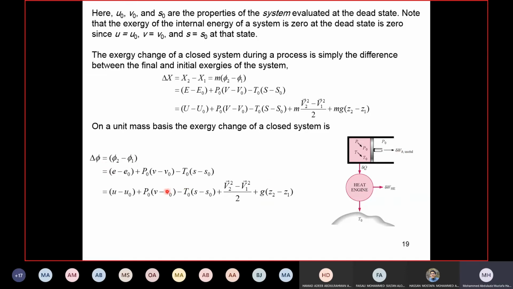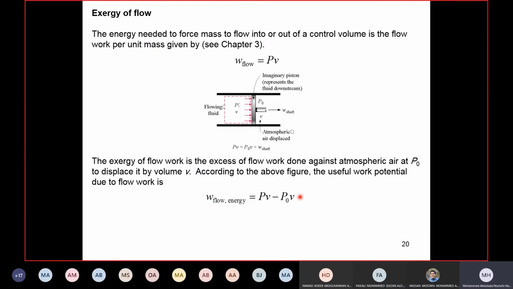And therefore we say that this will be u2 minus u1. It's not given here. So we consider phi 2 minus phi 1 as u2 minus u1, plus p naught (v2 minus v1), minus T naught (s2 minus s1), plus (V2 squared minus V1 squared) over 2, plus g (z2 minus z1). So this will be the change in the exergy of the system.